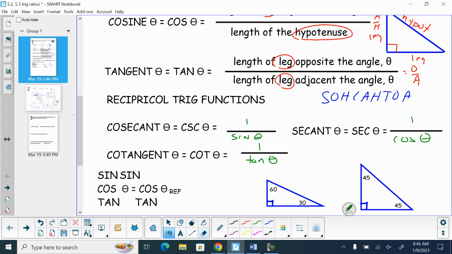The co- functions do not match up. C goes with S, S goes with C. Secant goes with cosine. Cosecant goes with sine. C goes with S. S goes with C. The co- functions do not match up.